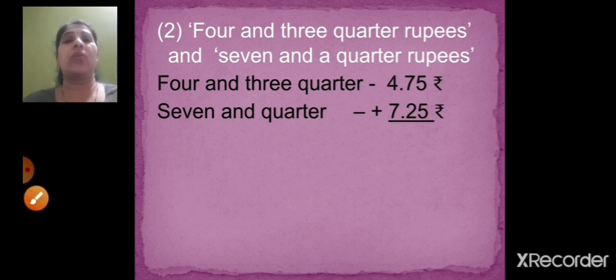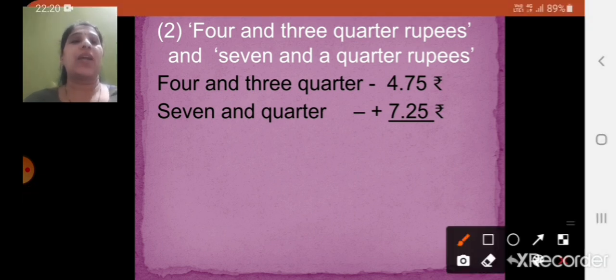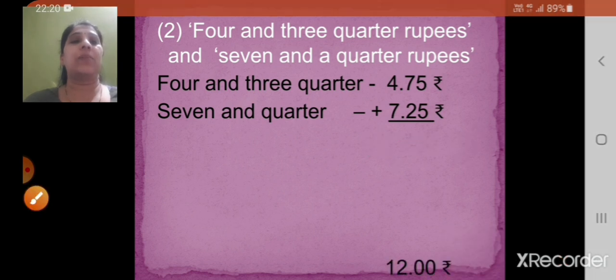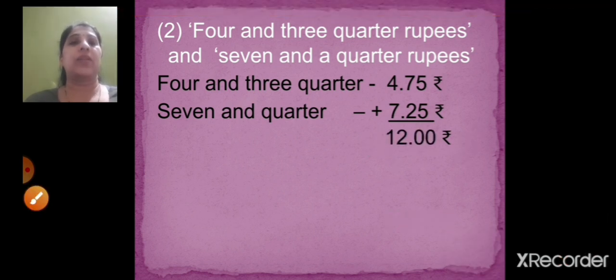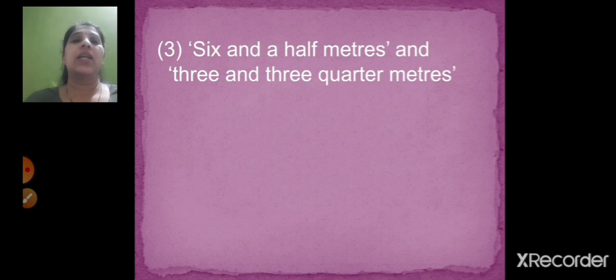Now we will carry out the addition. 5 plus 5 is 10. So 0 written down, 1 carried over. 1 plus 7 is 8 and 8 plus 2 is 10. So 0 written, again 1 carried over. 1 plus 4 is 5 and 5 plus 7 is 12. So you will write it as 12 rupees, right? Because it is 2 decimal places. So your answer will be 12 rupees. Let's move to the third one.